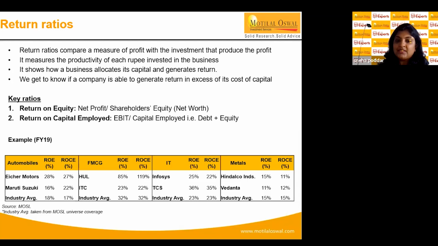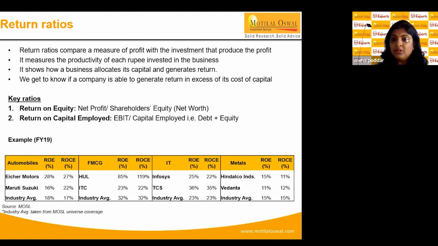But in both the cases, the return ratios should be more than 15% to tell you about the health of the business. Now, if you look at the automobile industries, FMCG companies, IT companies, they enjoy very healthy return ratios. So, for example, see Eicher Motors. Eicher Motors' return ratio is 28%, which is really healthy.